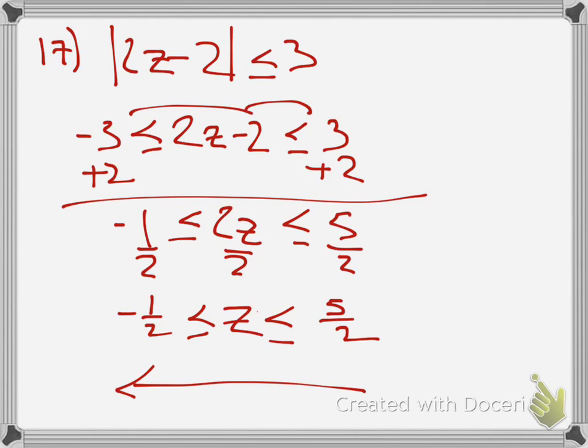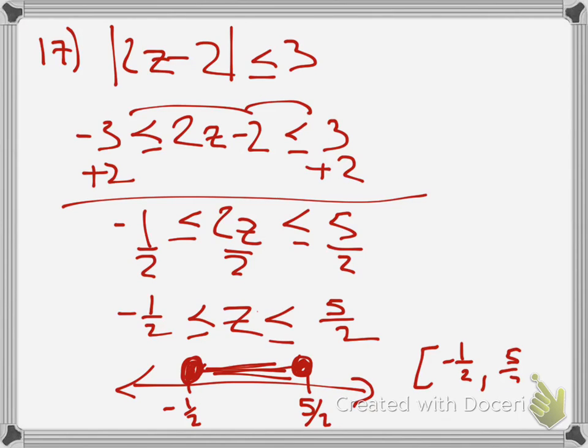For those of you who dislike fractions so much because they're so scary. Nah, they're not. Y'all are just silly. All right. Shade in between, going from there, and you're done. And keep in mind that the interval notation would have been negative 1/2 and 5/2 with brackets.